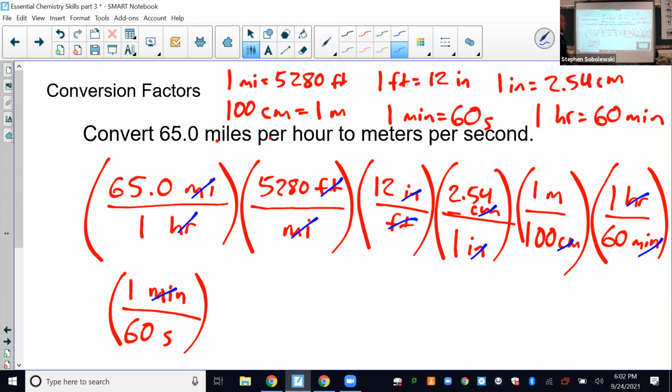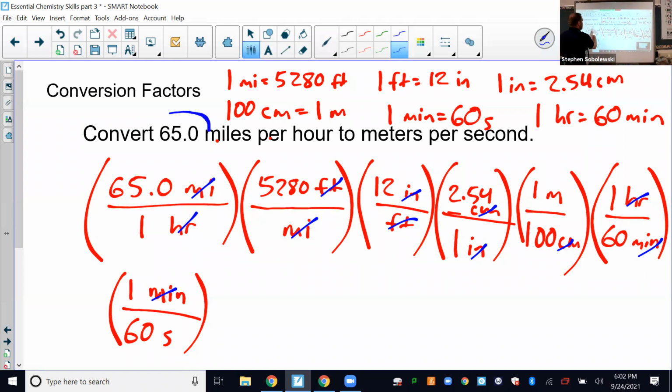And if you look at all the units that are canceled and all the units that are left, I'm only left with meters per second, which is exactly what we're looking for. Let's solve. 65.0 times 5280 times 12 times 2.54 divided by 100 divided by 60 divided by 60 equals 29.0576.